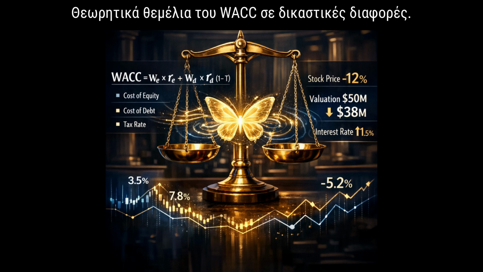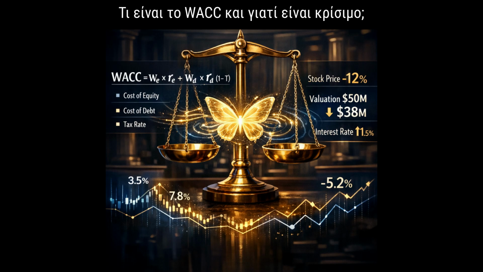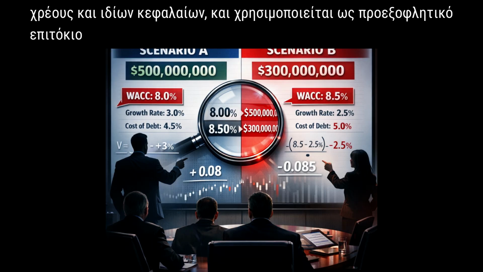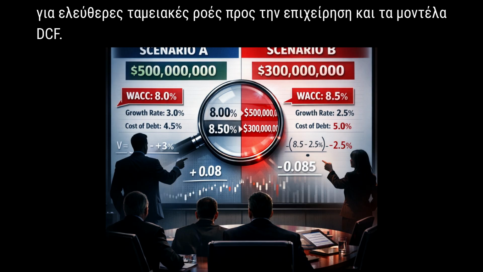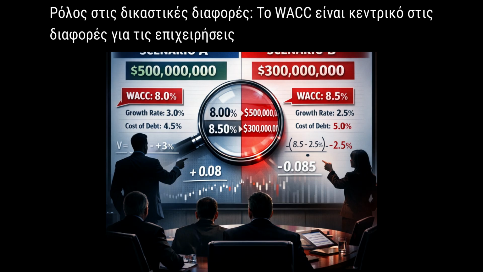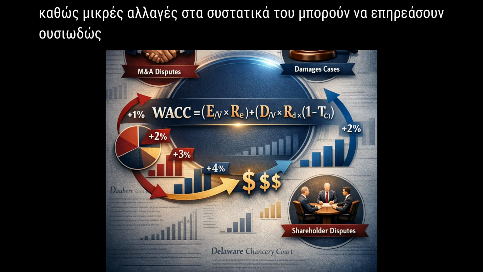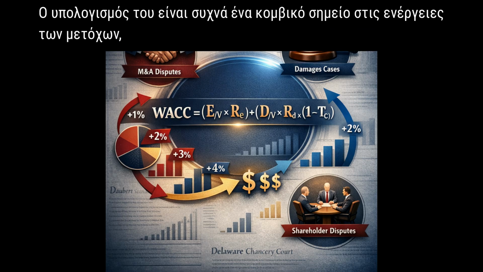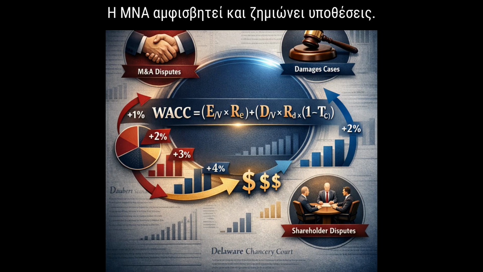Theoretical foundations of WACC in litigation. What is WACC and why is it critical? Definition: WACC represents the average rate of return required by all capital providers, debt and equity, and is used as the discount rate for free cash flows to the firm in DCF models. Role in litigation: WACC is central to disputes over business value, as small changes in its components can materially affect valuation outcomes. Its calculation is often a focal point in shareholder actions, M&A disputes, and damages cases.